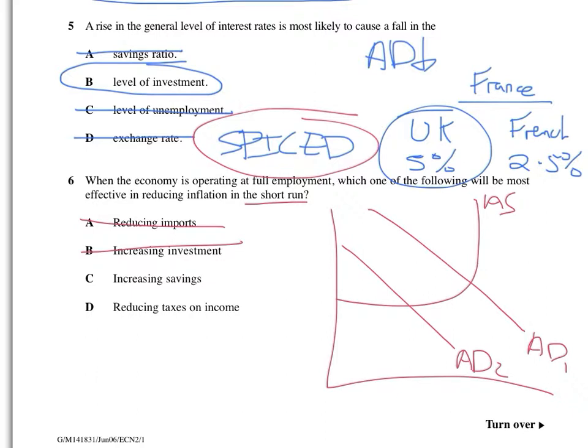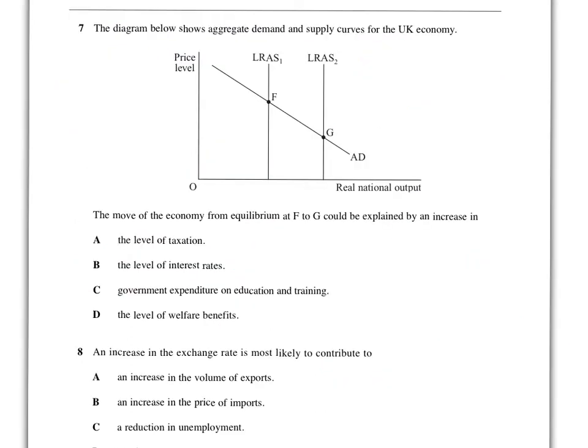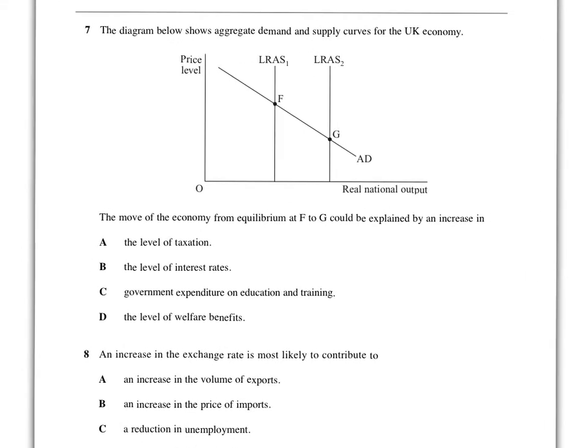Okay, if we manage to make people save more, they're not going to be spending, which would make AD go to the left. So that's the right answer. And finally, D, reducing taxes on income. If you reduce tax on income, that would make AD go up and actually would cause more inflation. So that's wrong.